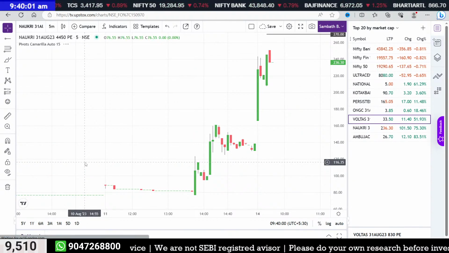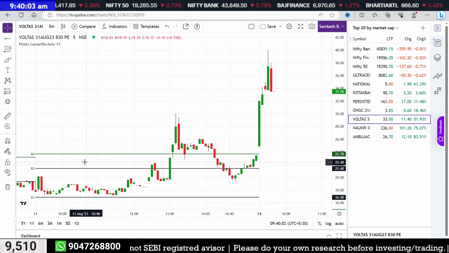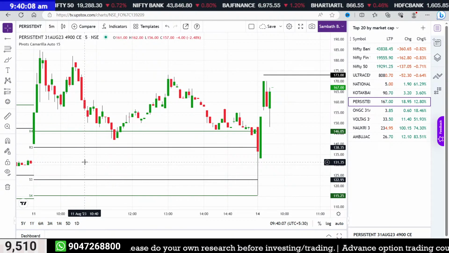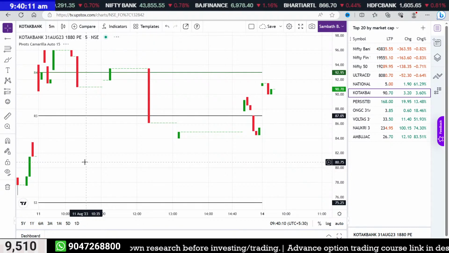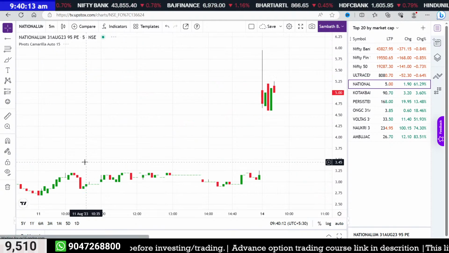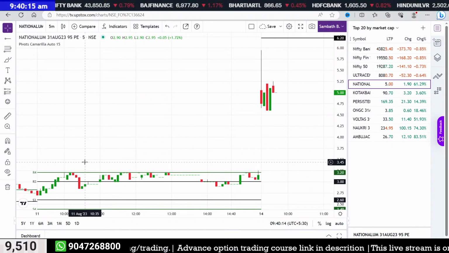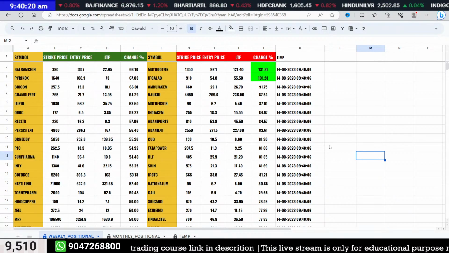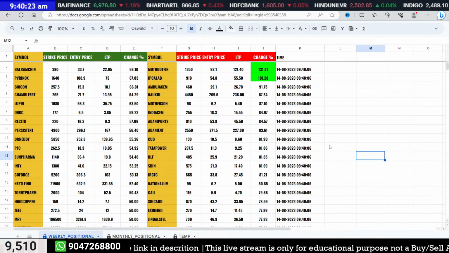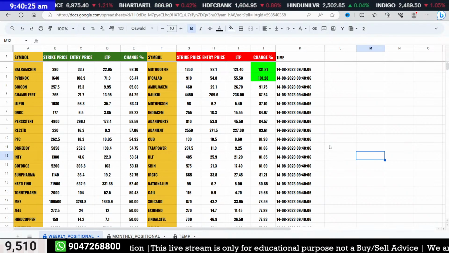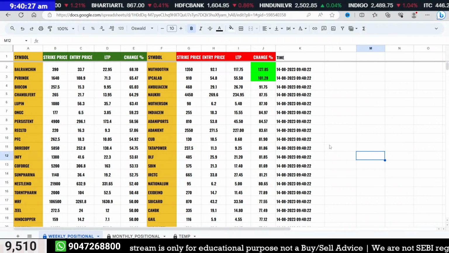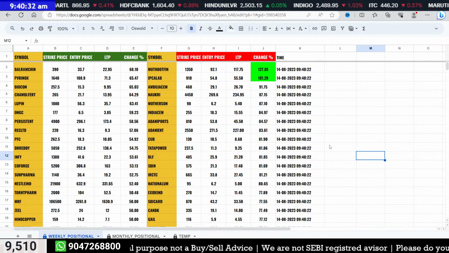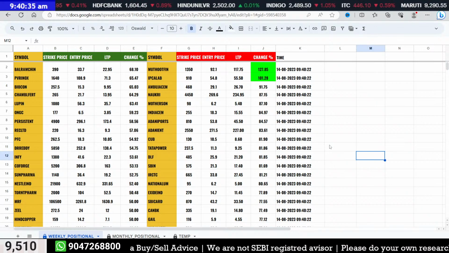Anyone which has given a breakout, at least in intraday: Voltas is above 44, ONGC 4, Persistent 167, 173 is our entry point. Kotak Bank 92, National Aluminium 6 plus. Maybe these are all the weekly opportunities I'm looking for. Naukri, Ambuja, Motherson Sumi also be there in the list. India Cements 18.3. Whenever any option is nearing that 90 plus, then we can look for that particular option.